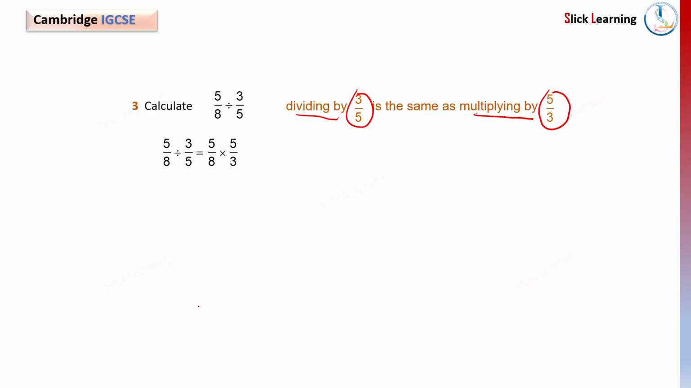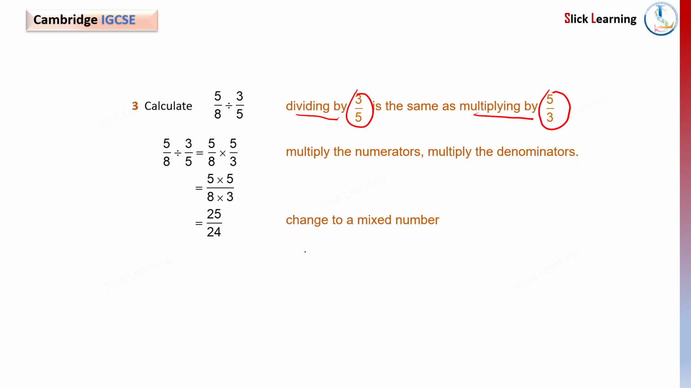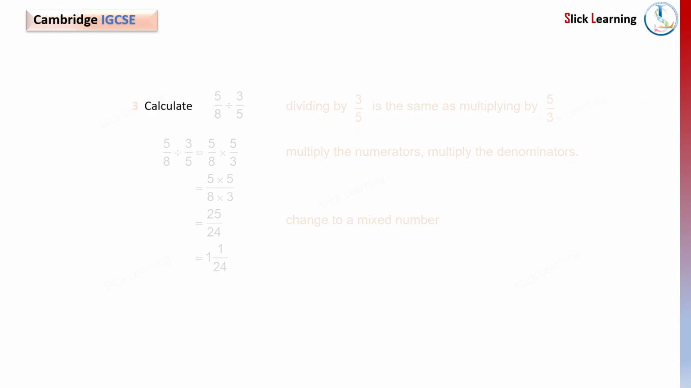And we'll repeat the same process that we followed to multiply two fractions. So here 5 times 5 over 8 times 3, we got 25 over 24. Now again, this one is an improper fraction. We are going to change it into a mixed number. So here it can be written as 1 and 1 over 24. Let's see a few more examples.